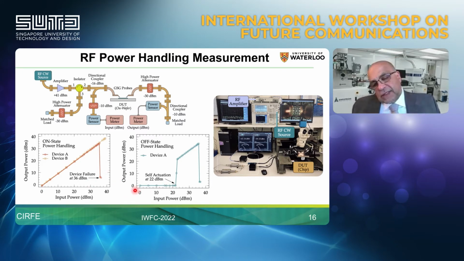Now, it's interesting that when the switch is in the off state, meaning it is an insulator, the failure actually happens at lower power. We found the failure happened at 22 dBm. This is a low value we achieved, but as I mentioned, Tower Semiconductor achieved about 33 dBm for the PCM switch. So one can say PCM switches can roughly handle around 2 watts in either the on state or the off state.